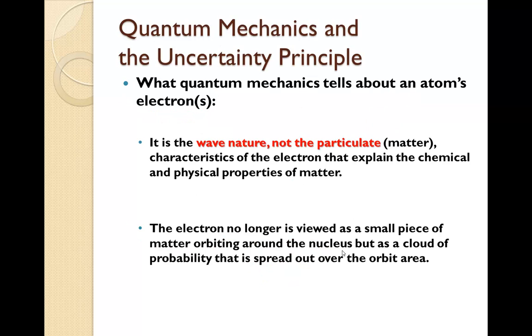So what does quantum mechanics tell us about the atom's electrons? Well, it tells us that it's the wave nature, not the particulate characteristics of the electron, that explains the chemical and physical properties. So this is all referring to the wave properties of the electron. The electron no longer is viewed as a small piece of matter orbiting around the nucleus, but as a cloud of probability. Remember, probability is the likelihood that is spread out over the orbit area.